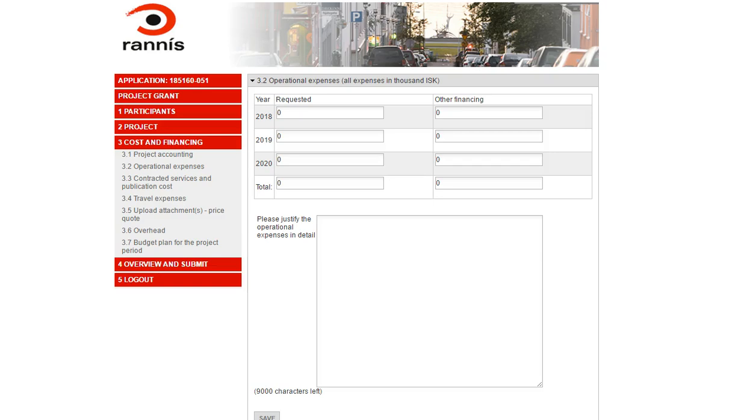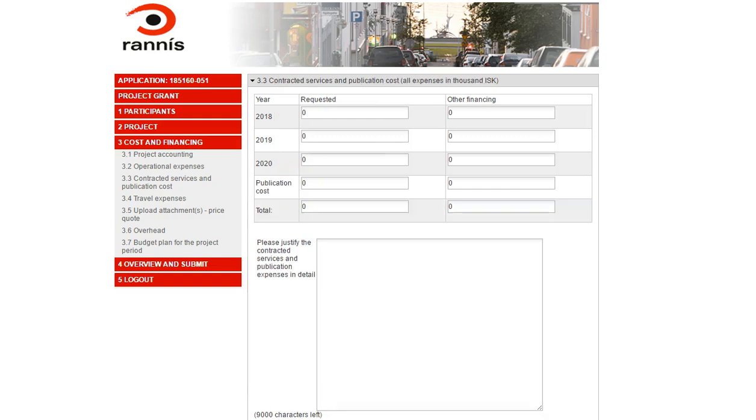In Section 3.2, you enter the total amount of costs associated with the necessary supplies for the project, with the exception of costs associated with contracted services, overheads and facilities. Equipment costs of up to 2 million Icelandic kronur can be included in the proposal for the total project period. Operational expenses and their relation to the proposed activities must be justified in detail in the provided cells. Price quotes should be uploaded in Section 3.5 when appropriate. Please note that all unexplained costs will be rejected.